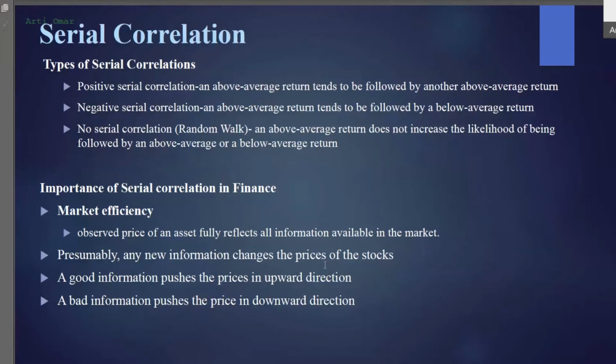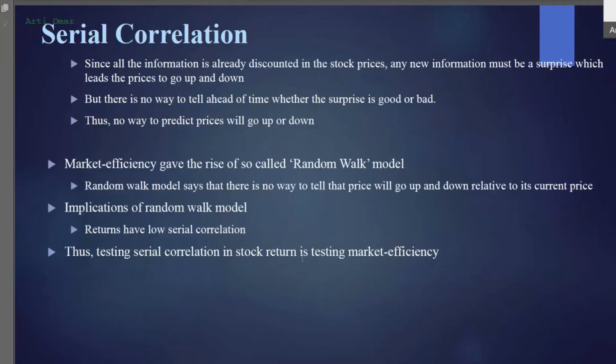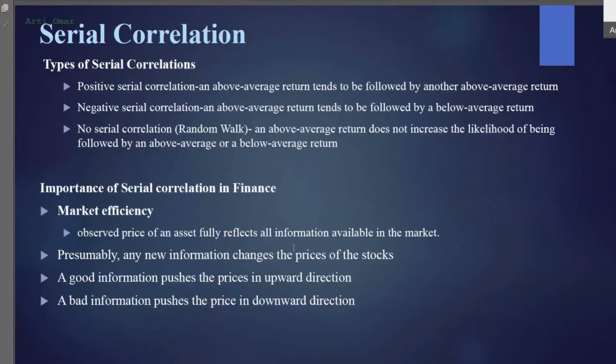But once we see the prices, let's say in today's newspaper, if I see that the NSE has gone up, I will assume that some good information has come to the market, which has given it a push in the upward direction. But if I see that today the NSE has fallen this many points, that means there was some bad news around, which has pushed the prices to go in the downward direction. I hope you understand what market efficiency is and how new information coming to the market is suddenly pushing the prices up or down.